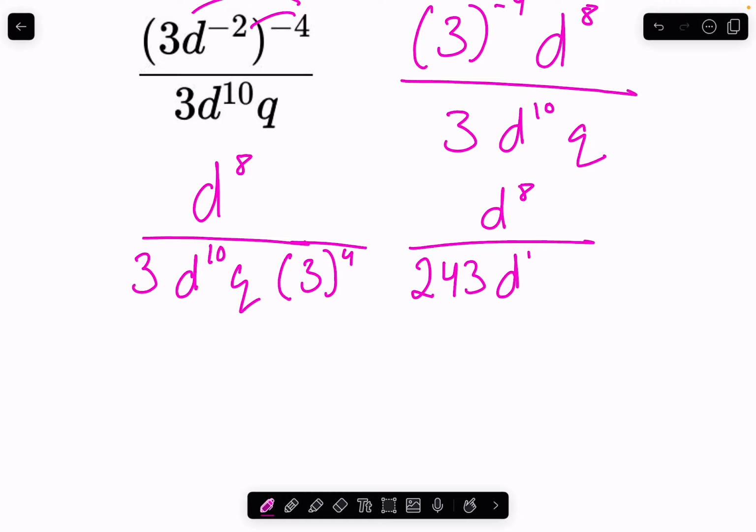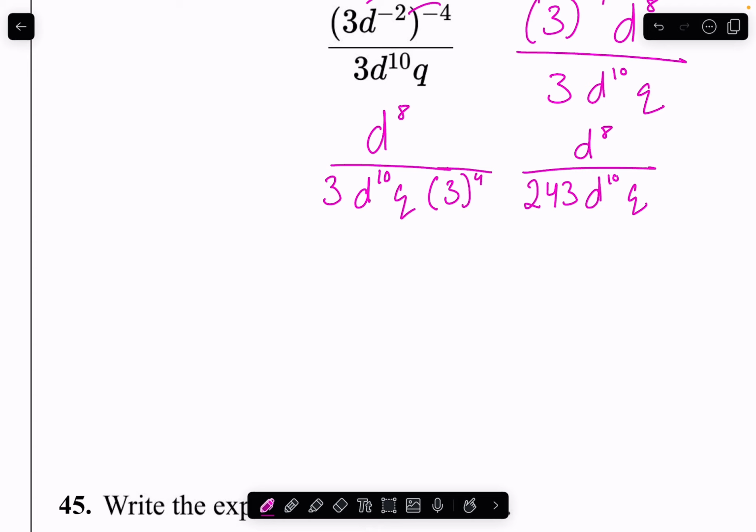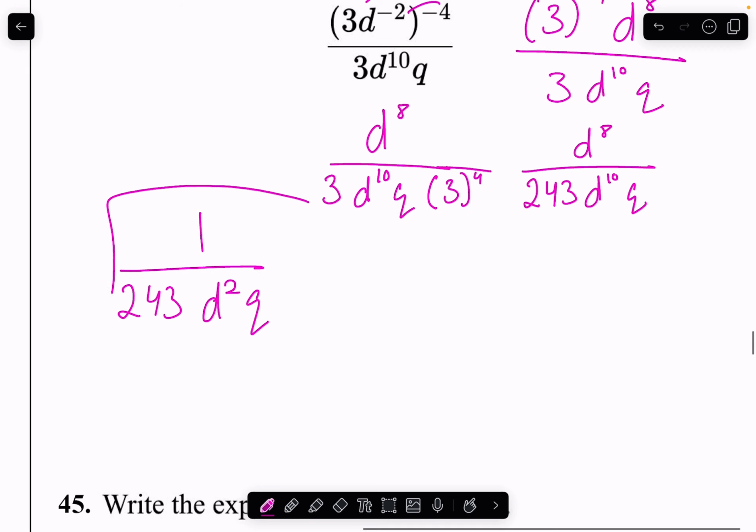And we've got d to the 10 and q. We simplify this. Now, when we simplify this, right, we do the top minus bottom. And we end up with d to the -2, right? We have more d's on the bottom, so that makes sense that we're going to end up with d squared on the bottom. Now, at this point, there's nothing left on top. We just put a 1 there. All right. Once there's nothing left on top, you got to make sure you put that 1 there.